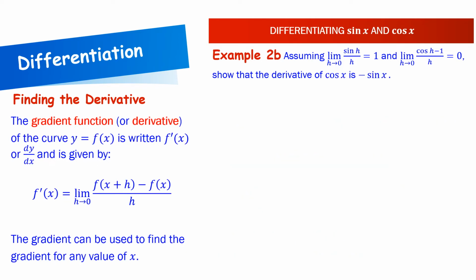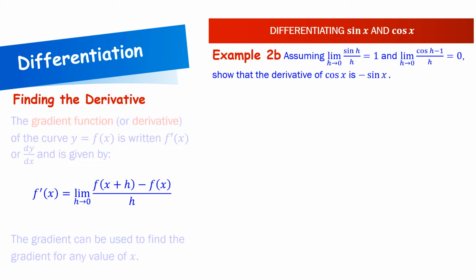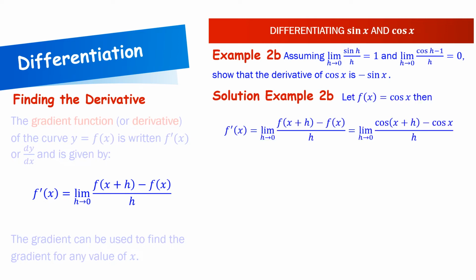Now let's take a look at part B. Using the small angle approximations as shown, we are required to show that the derivative of cos x is minus sin x. So let's solve this. We let f of x equal cos x and then apply this to our formula for the gradient. So f of x plus h equals cos x plus h, and f of x equals cos x as shown, and h is left as it is.